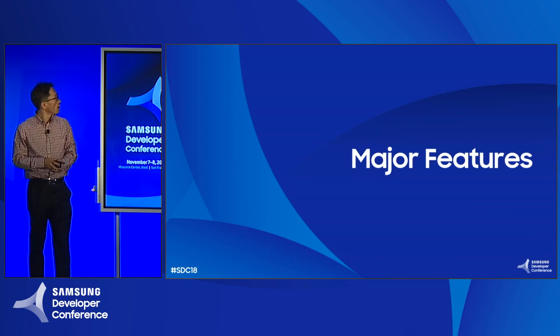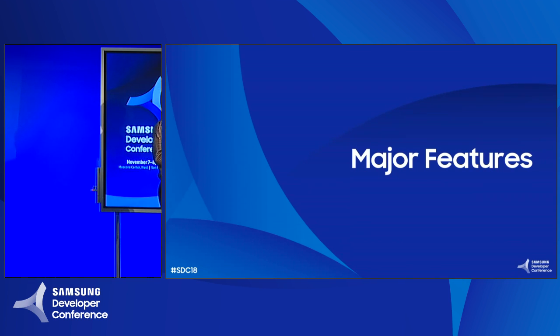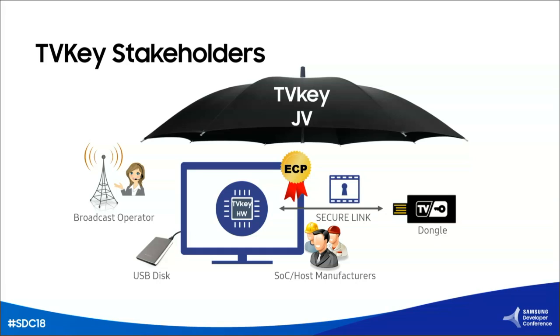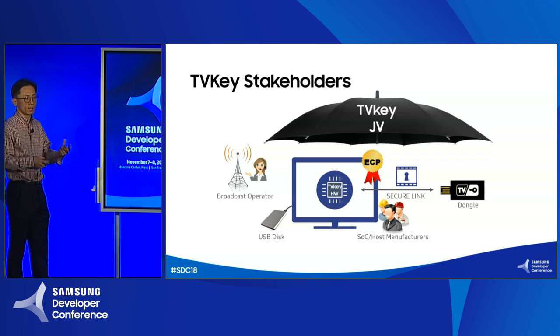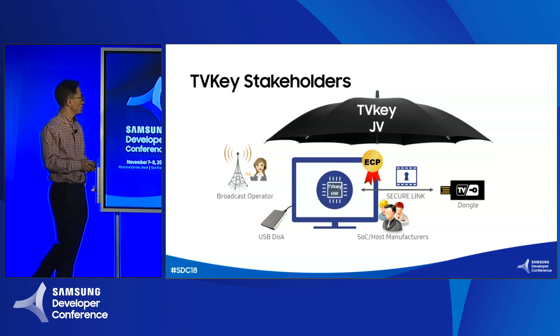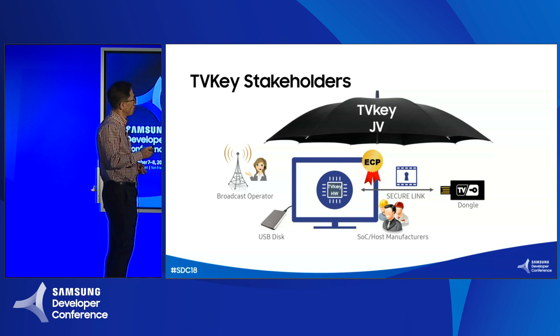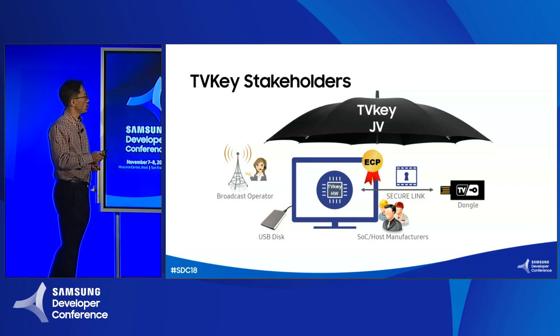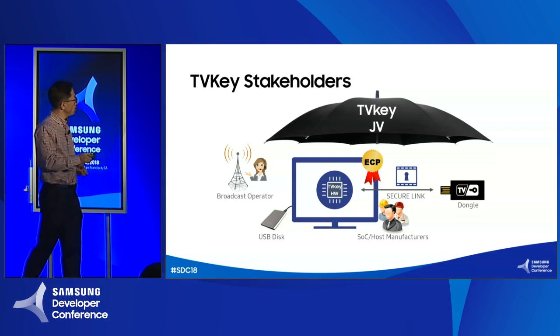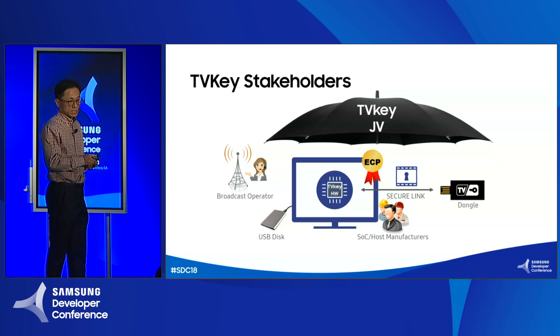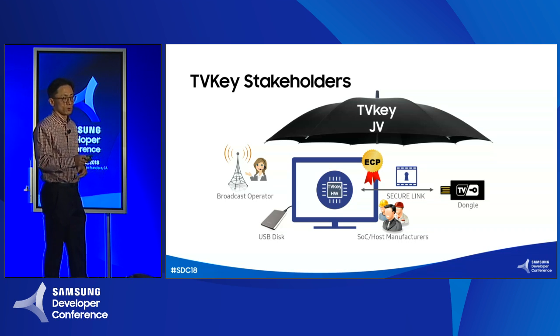So I will explain about the major features which TVkey can provide. This is showing the TVkey stakeholders. The broadcaster, you can imagine, needs to encrypt their contents following the TVkey solution. Then the encrypted contents can be distributed to the TV. Inside the TV, we put the hardware root of trust. The dongle also has the hardware root of trust as well. By doing so, we can secure the link between the communication, even a transport stream.